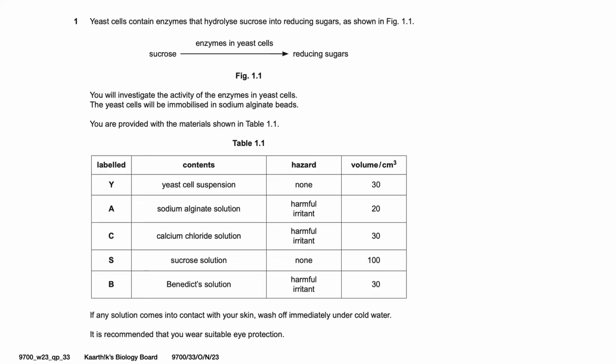So yeast cells contain enzymes that hydrolyze sucrose into reducing sugar as shown in figure 1.1. They have given the equation in which they clearly mention sucrose getting converted to reducing sugar with the help of the enzyme that is present in the yeast cell.